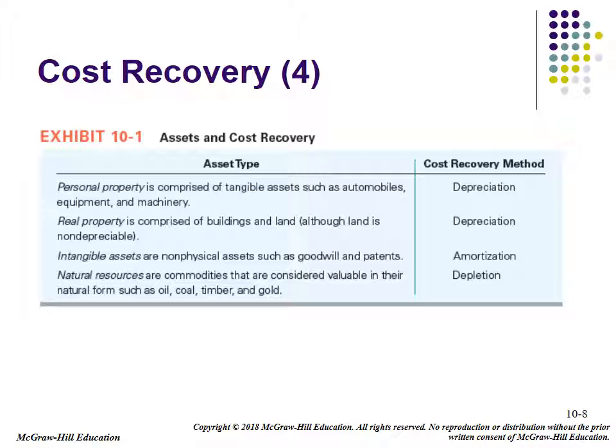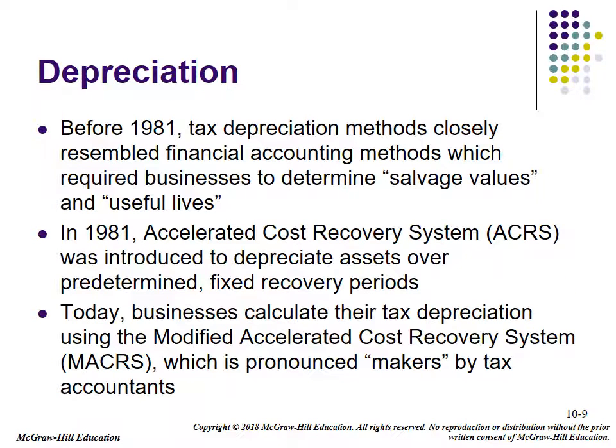And there's the cost recovery we perform under each type. So we're going to start with personal and real property. Before 1981, tax depreciation methods closely resembled financial accounting methods. So it's basically pick one of those, do what you want. There was no official tax system. But in 1981, Congress introduced a tax depreciation system called accelerated cost recovery. Most assets under that system have fully depreciated, so we will not be learning that.